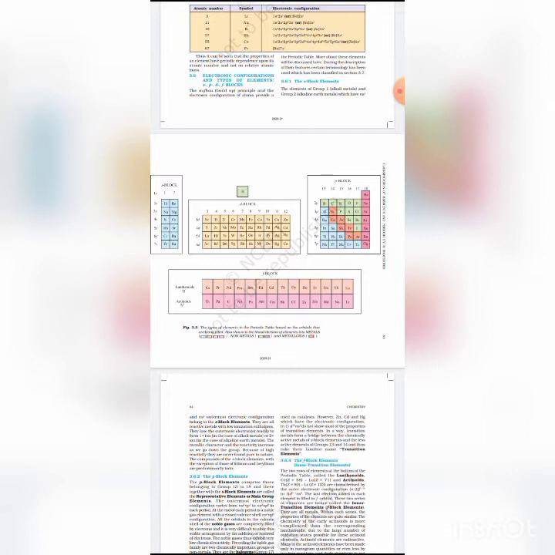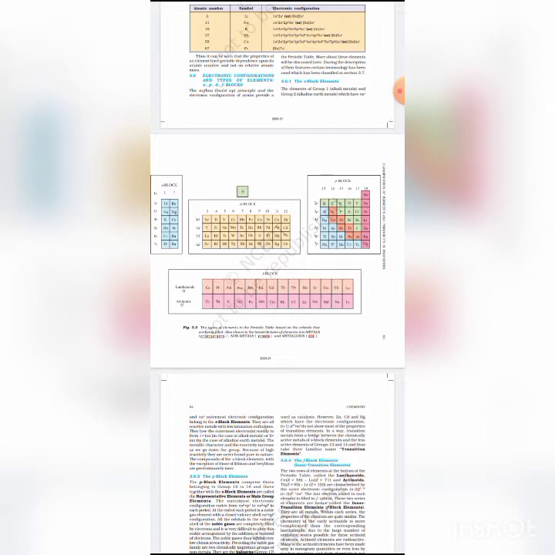Electron affinity generally increases owing to increase in effective nuclear charge and decrease in atomic size across a period. Because as the effective nuclear charge increases and atomic size decreases from left to right along a period, the attraction of the added electron with the nucleus increases, and consequently a great amount of energy is released. So electron affinity increases from left to right along a period.